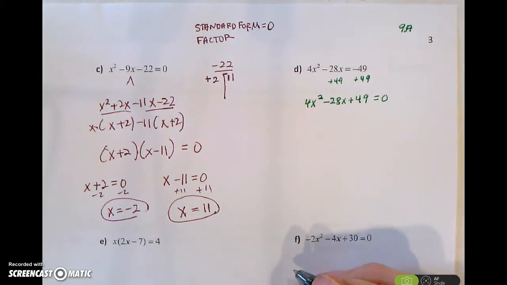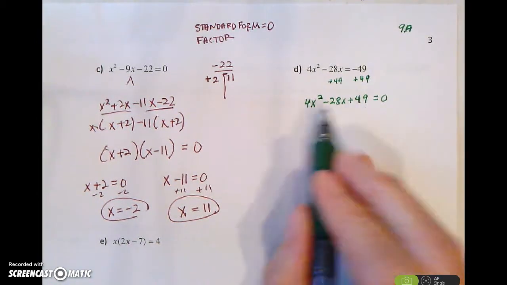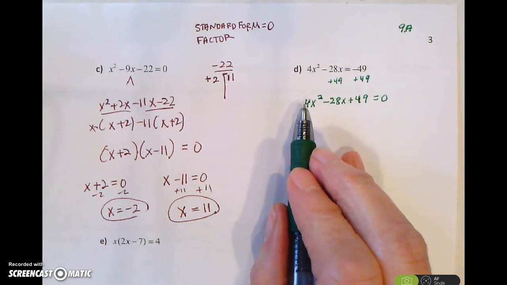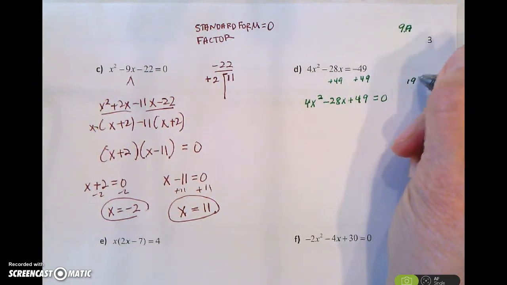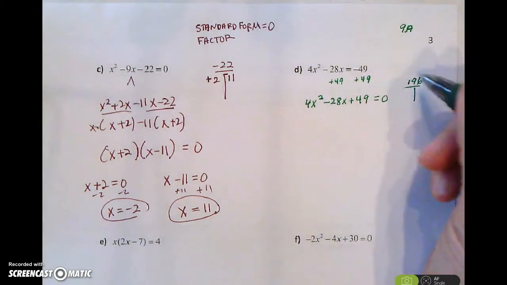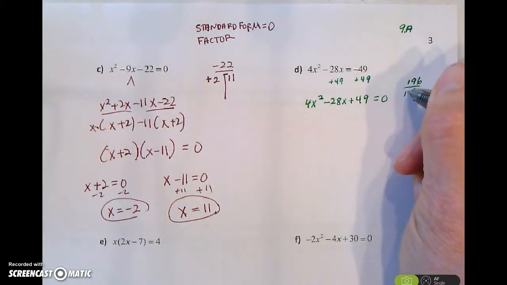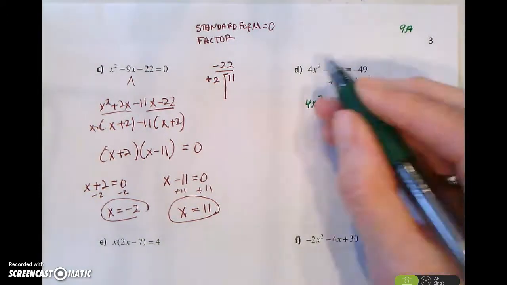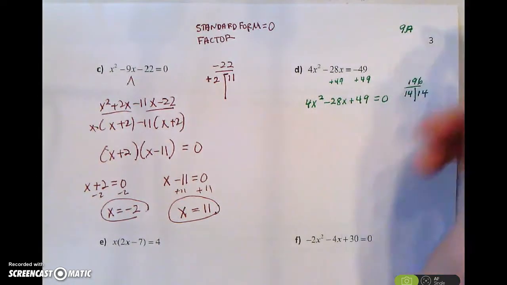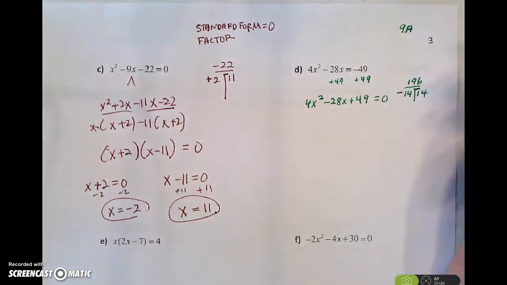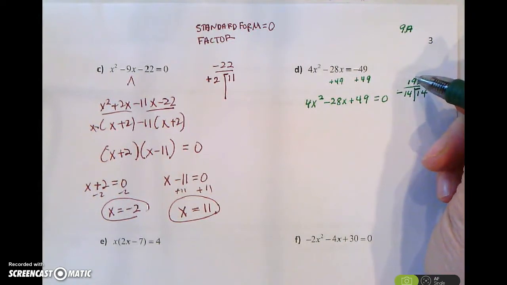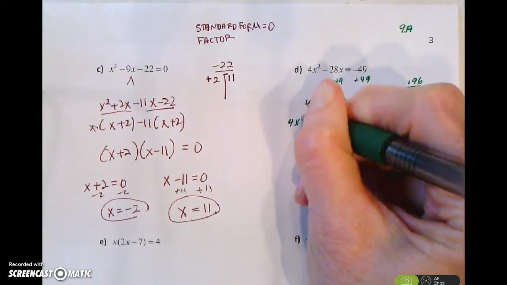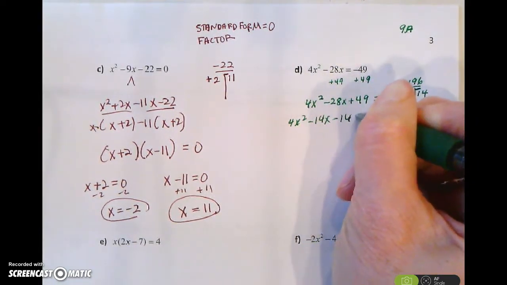Now we do the AC method. These are going to be big numbers. This actually is a special type of quadratic, but we're going to do it with the AC. 4 times 49 is 196, and that is a perfect square, 14 times 14. They add to a positive 28, and I need a negative. If I make them both negative, they still multiply to positive 196, but now they add to negative 28. So rewrite, we have 4x squared minus 14x minus 14x.